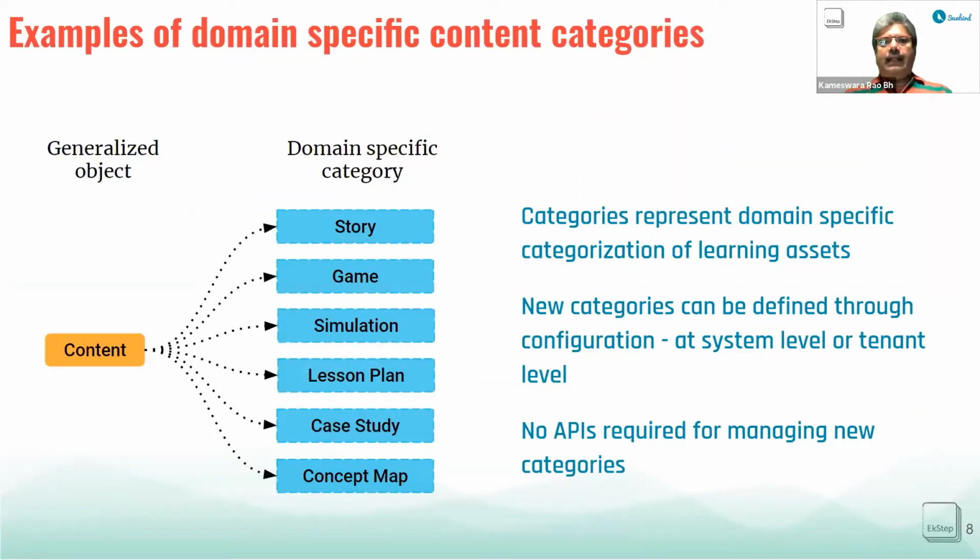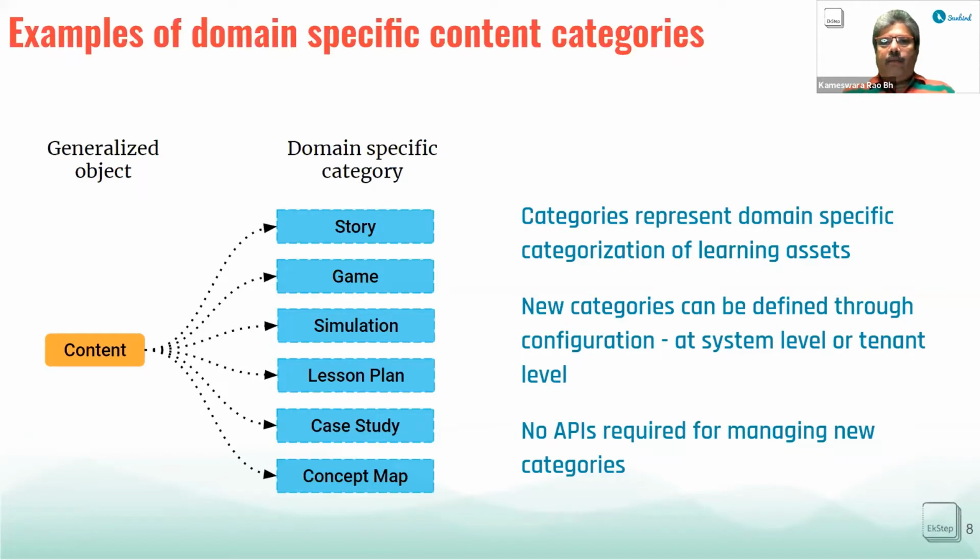An example of this: the underlying generalized object is a content. You can take that and configure it in your domain, which enables a specific type of content category. For example, a story is a content, a game is a content. If you are, let's say, using Sunbird to train medical staff, maybe a medical manual is a category that you want to define, but the underlying object is the content.